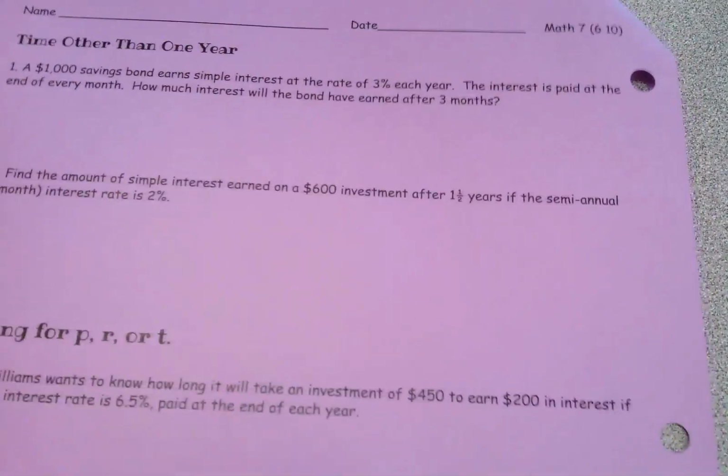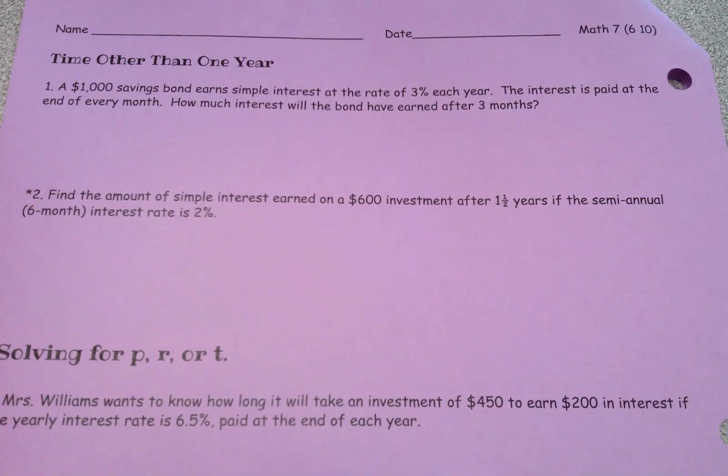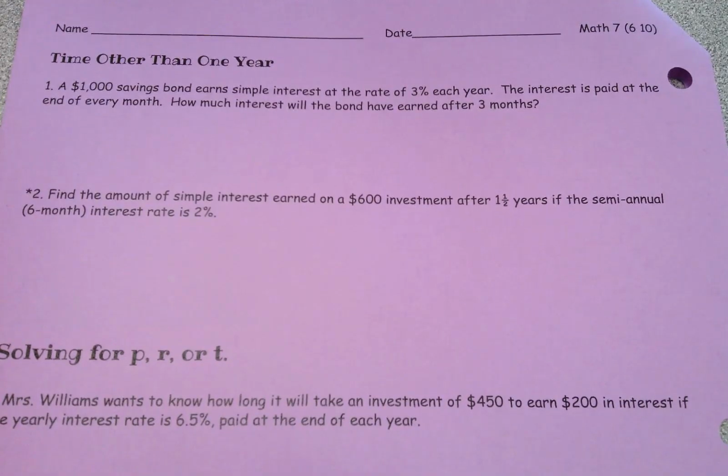So when we were talking about time, we talked about how it is always in terms of years, but sometimes people don't put money in for a certain amount of years exactly. Sometimes they do it by month, sometimes they do it by a year and a half. So that's where we have to change our formulas a little bit because we need to make sure that the time is in terms of years, okay? So let's do this first one. It says $1,000 savings bond earns simple interest at a rate of 3% each year. The interest is paid at the end of every month. How much interest will the bond have after 3 months?